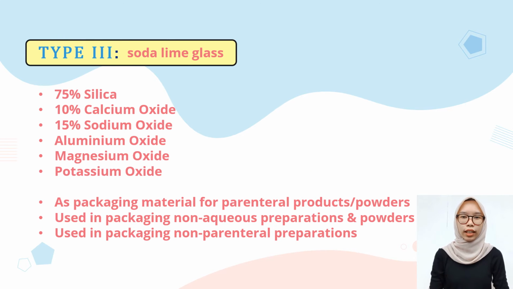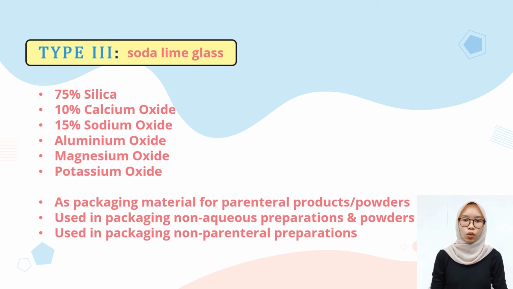Type 3 glass container is soda lime glass with average chemical resistance. It contains 75% silica, 15% sodium oxide, 10% calcium oxide, and small amounts of aluminium oxide, magnesium oxide, and potassium oxide. Aluminium oxide influences chemical resistance, while magnesium oxide lowers the temperature required for molding.